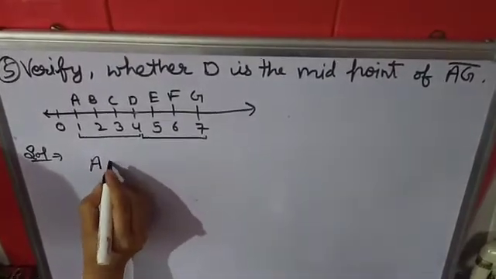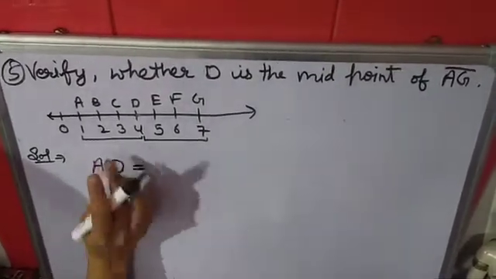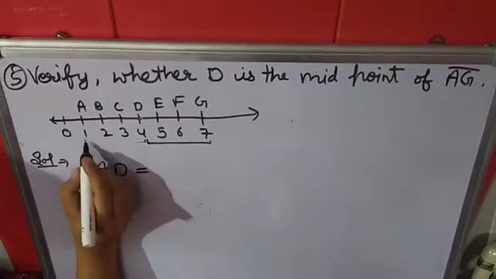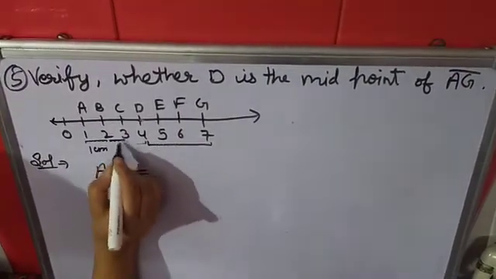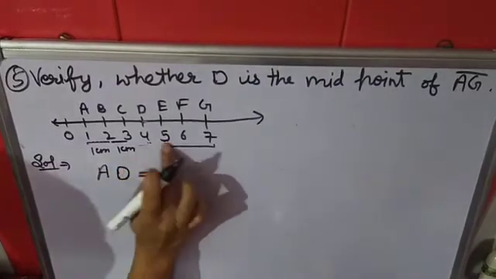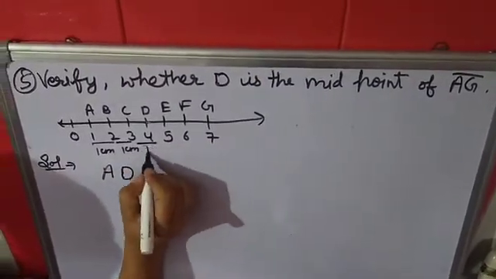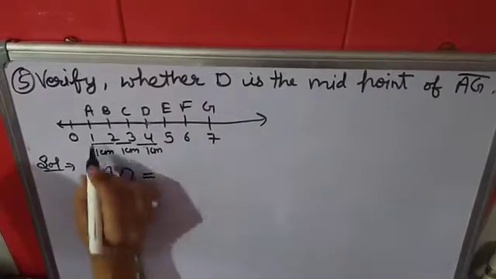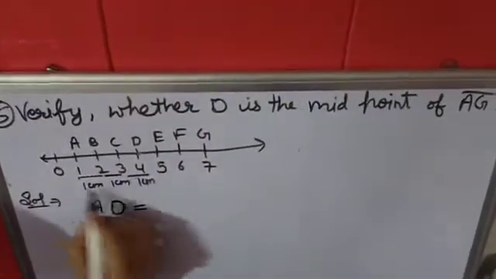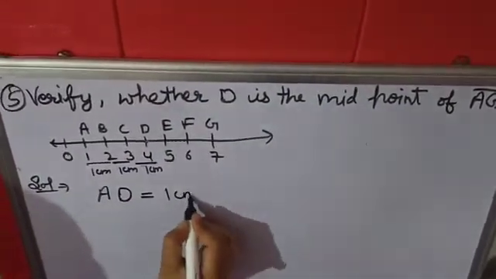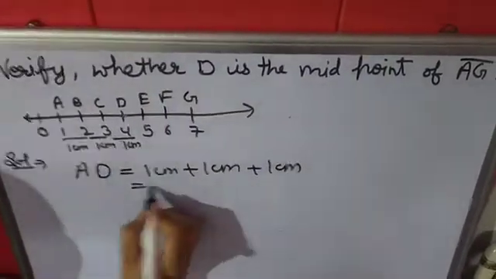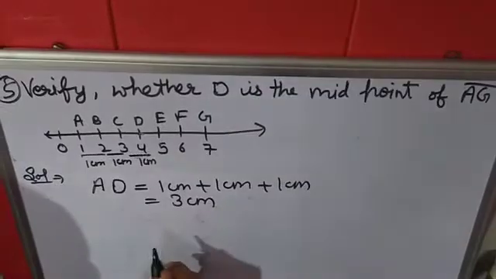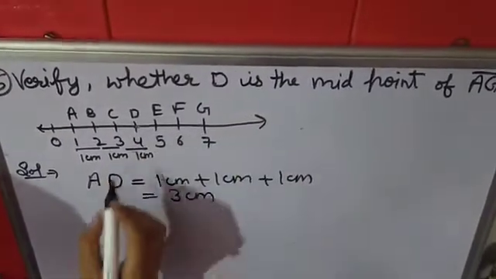What is the measurement of AD? देखो, how we will measure? Like this. This is 1 centimeter. This is 1 centimeter. And this is also 1 centimeter. So AD, what is the length of AD? That is 1 centimeter plus 1 centimeter plus 1 centimeter. It is 3 centimeter. Now we will check the length of DG.